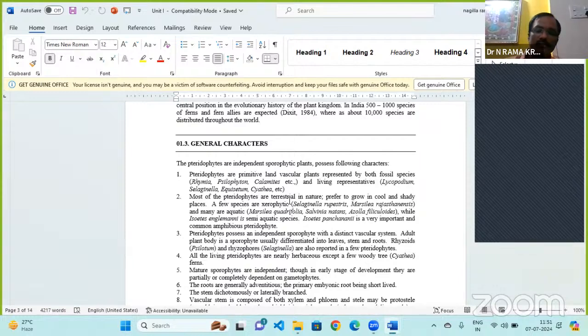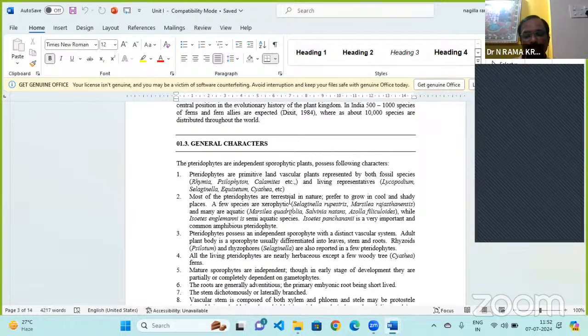And you see, these plants grow very luxuriantly in cool, damp, shady places. Some of the species flourish well in open, dry situations, for example Selaginella and Equisetum. Some few of the pteridophytes are aquatic, for example Azolla and Salvinia. And some of the plants are epiphytic, for example Lycopodium.